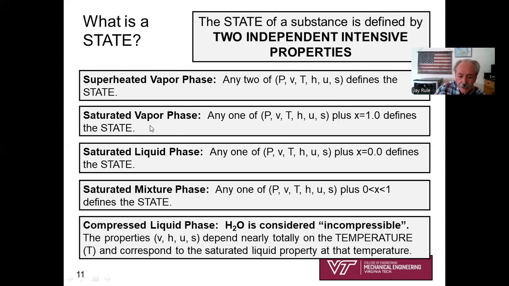Now, let's say you're a saturated vapor, on the right-hand side of the dome. You only need one of these plus the property X, quality. That's a property, okay? So any one of those plus X equals 1.0 defines the state of saturated vapor. Saturated liquid, same idea, except the property X, quality, is 0.0. All you need is one of these properties. The state is defined when you're a saturated liquid.